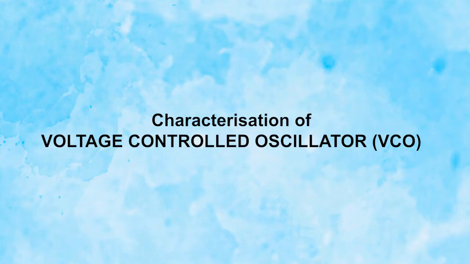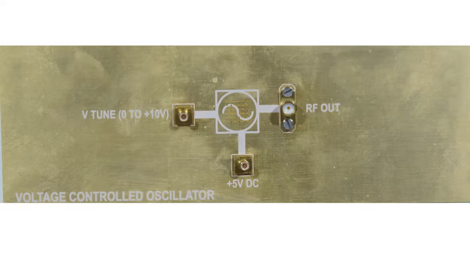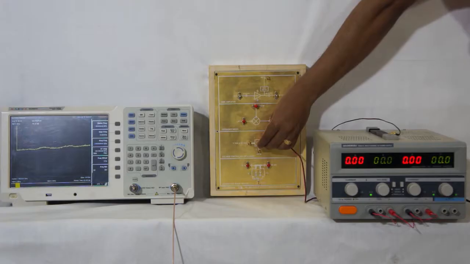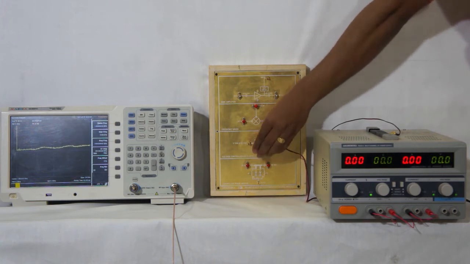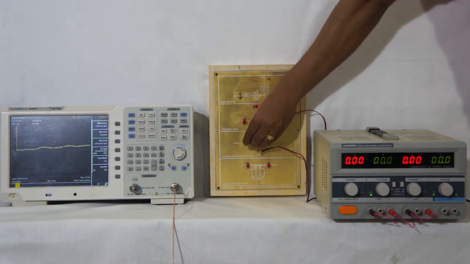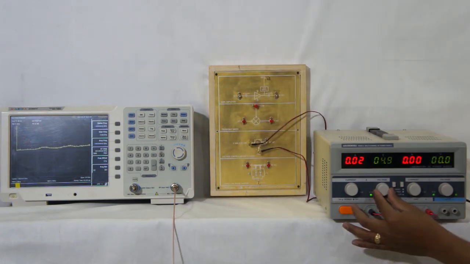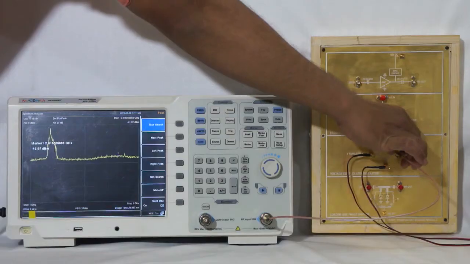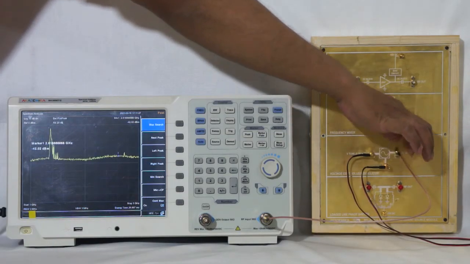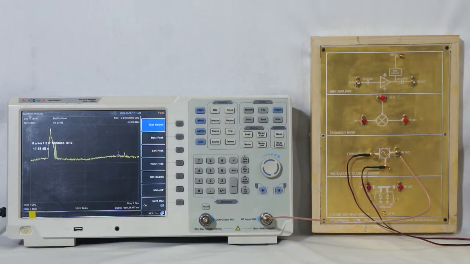Characterization of voltage controlled oscillator. The VCO has a 5 volt VCC terminal with SMB connector, a 0 to 10 volt tuning voltage with SMB connector, and an RF output with SMA connector. Using the SMB connector supplied, connect the output of the variable DC power supply to the VCC terminal and the tuning voltage terminal. Set the VCC terminal to 5 volts. Connect the output of the VCO to the spectrum analyzer and view the results.